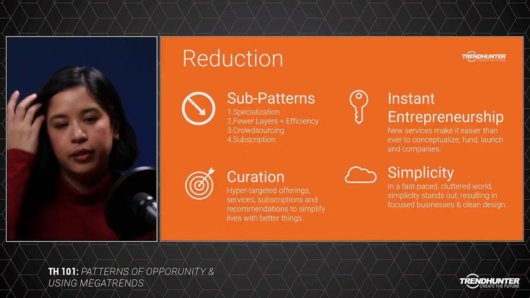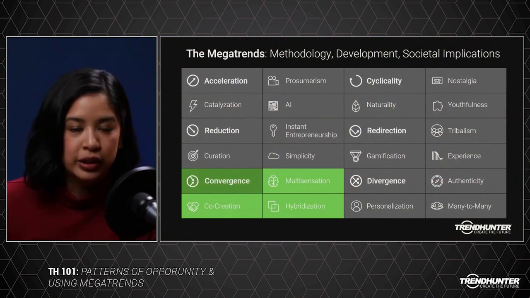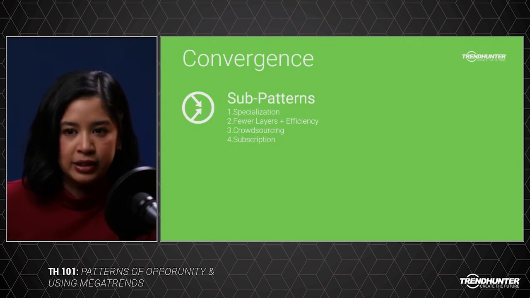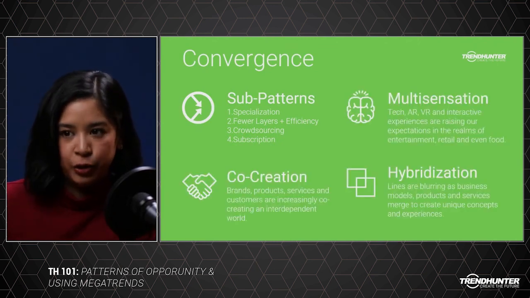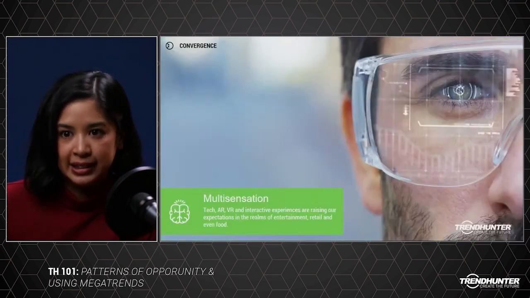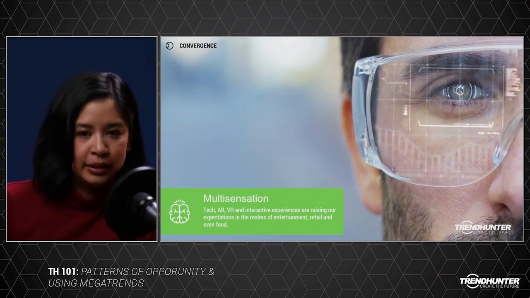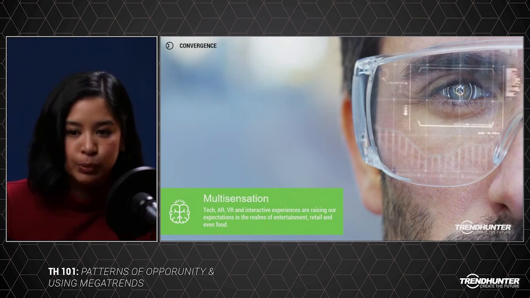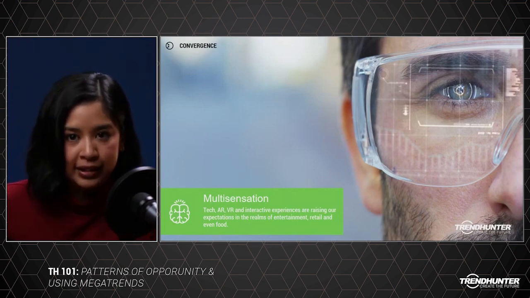Now that wraps us up for the megatrends under reduction and takes us into convergence. Now, convergence follows the sub-patterns of combination, collaboration, and layering ideas. So let's jump right into it with multisensation. Multisensation is a megatrend that looks at technology, augmented reality, virtual reality, and interactive experiences, raising our expectations in the realms of entertainment, retail, and even food.